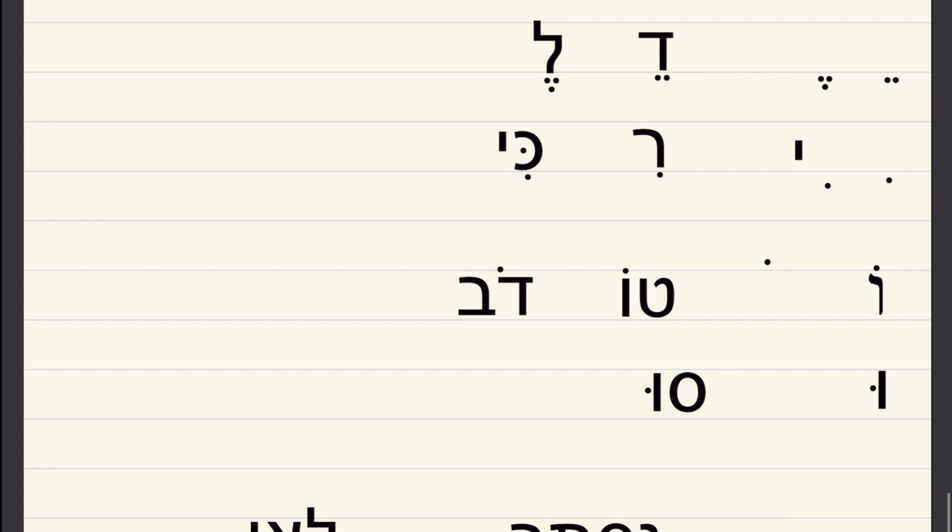Here we have a vav and a dot inside or in the middle of the vav. That'll be the vowel u in Hebrew. So here you have samech with a vav and a dot inside the vav. That'll be su.